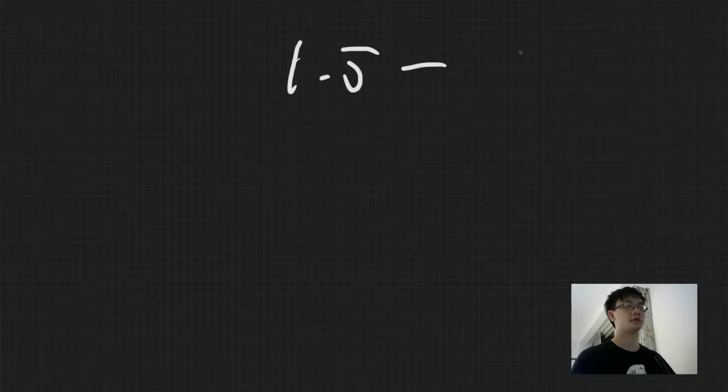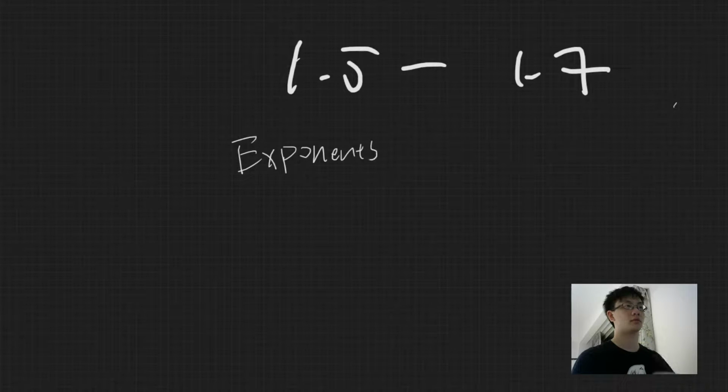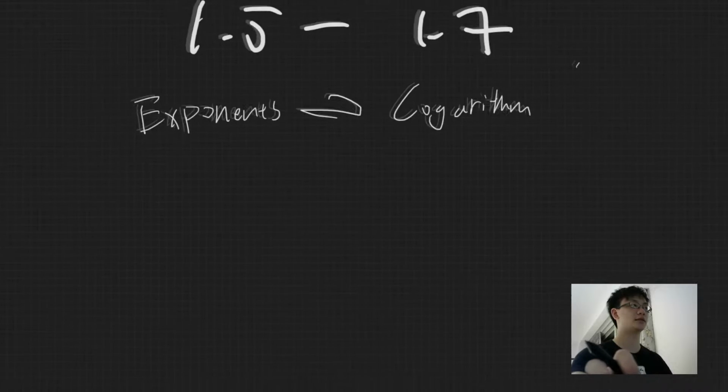Today we'll be doing another IBMAA SL&HL breakdown. Today we'll be doing 1.5 to 1.7. Okay, these are about exponents and logarithms. These things are essentially reversed operations. We'll be starting with exponents.